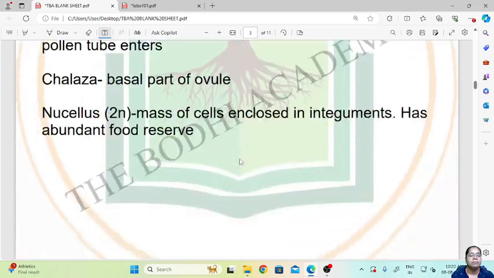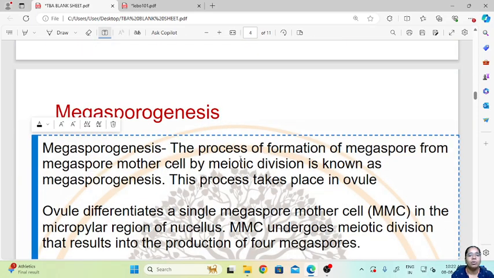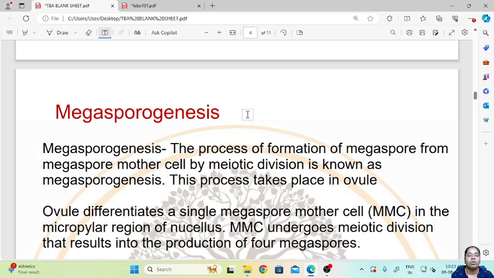Now let us see the process of megasporogenesis. So what is the process of megasporogenesis?